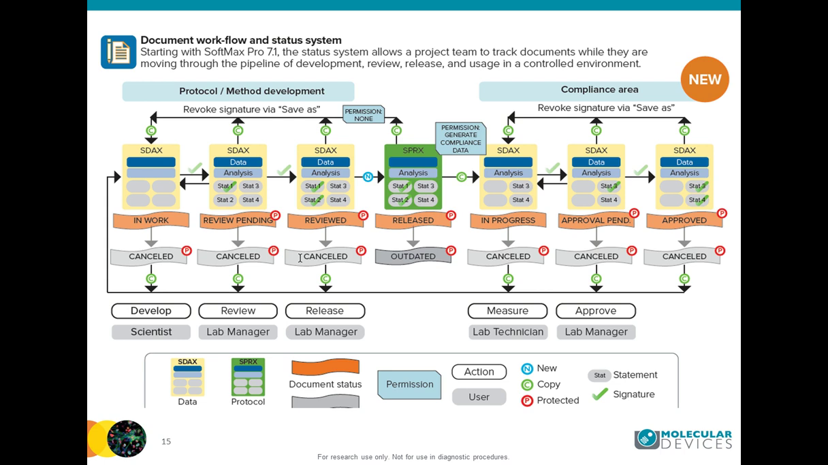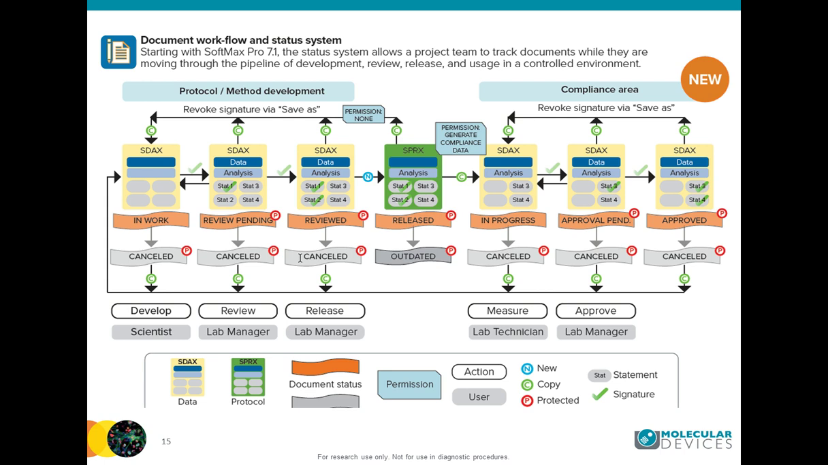This means that the document is protected, indicated by the little P in the status. If the lab manager would like to change something, he changes the status back to in work, and the scientist can correct it. If the document now is reviewed and complete, the lab manager would add his signature to statement number 2, proving that he has reviewed the document, and promote it to reviewed.